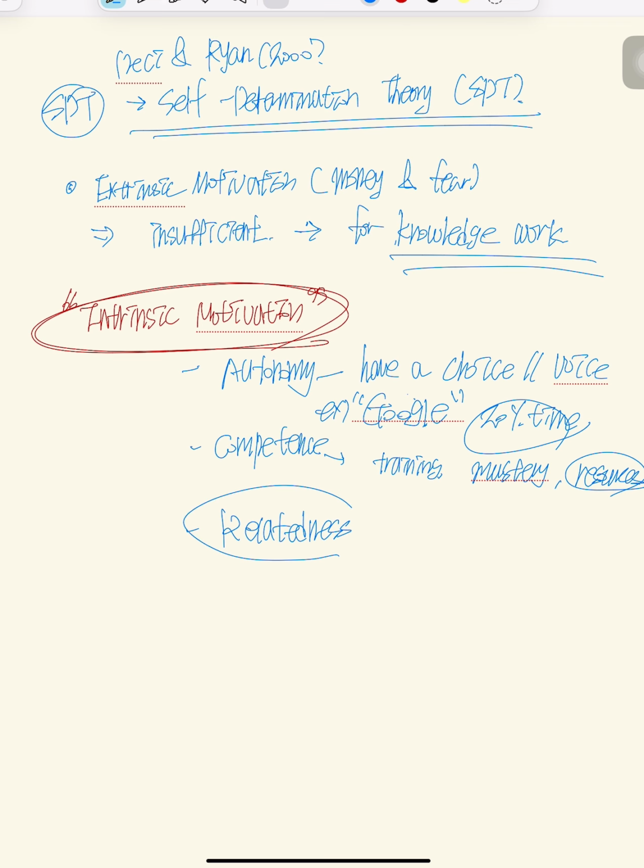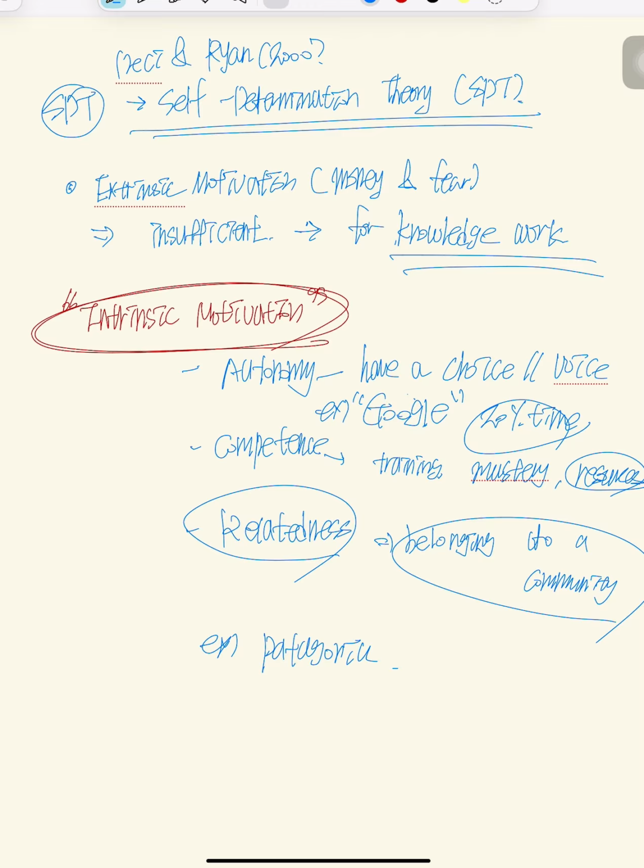Third, relatedness means they feel a profound sense of belonging to a community with a shared noble purpose. So when an employee at Patagonia works toward the strategic goals of environmental sustainability, their sense of relatedness is high, creating a powerful alignment that money simply cannot buy.